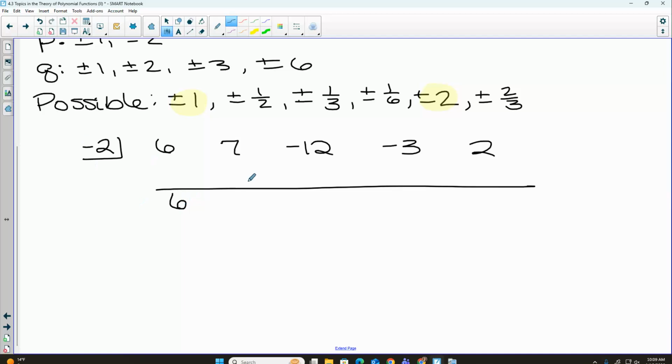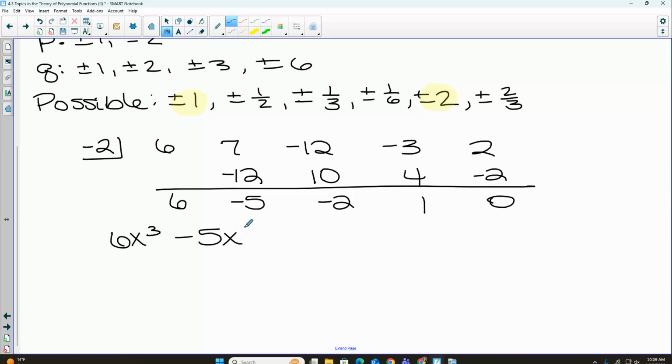Okay, so 6 comes down. 6 times -2 is -12. Plus 7 is -5. So we get 6x cubed minus 5x squared minus 2x plus 1.